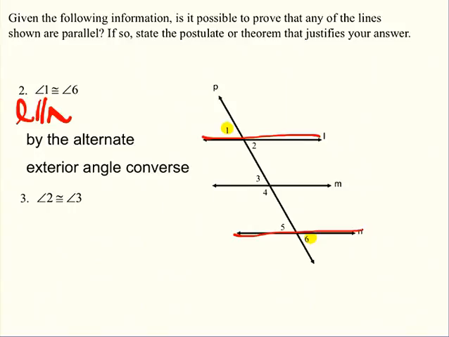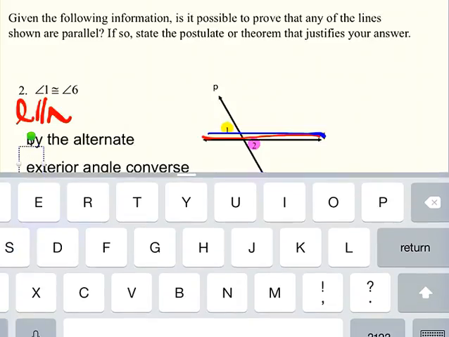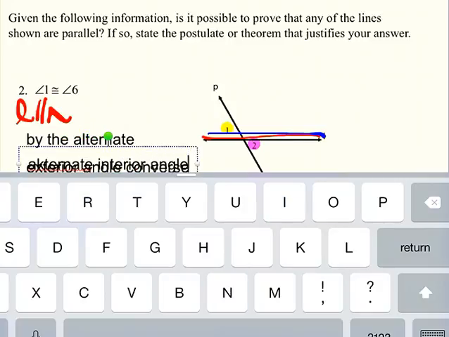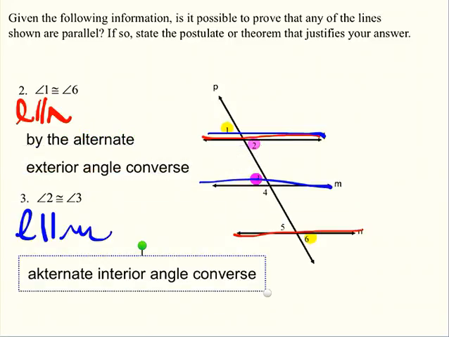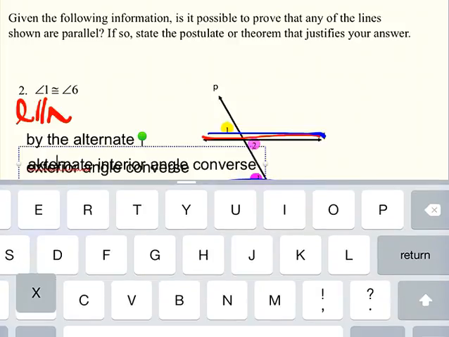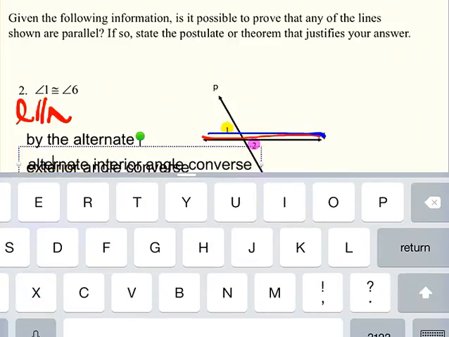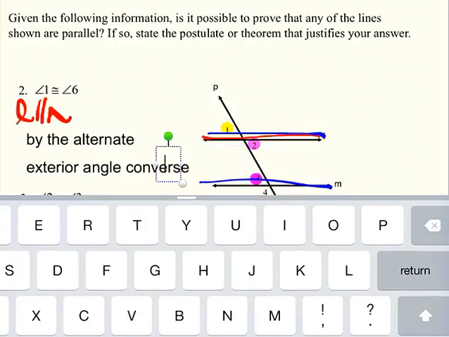So now let's take a look at this next one. Angle 2 and angle 3 are congruent. Now those two lines are related to line L and line M, so we can say that line L is parallel to line M. And since we're talking about alternate interior angles, they are going to be congruent to each other by the alternate interior angle converse. Okay, so the alternate, wow, if I could spell, that would be awesome. Alternate interior angle converse for that one.